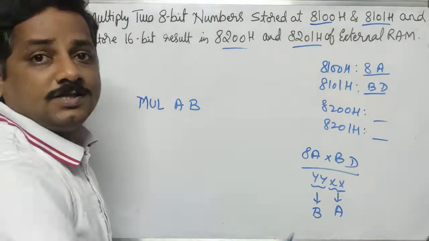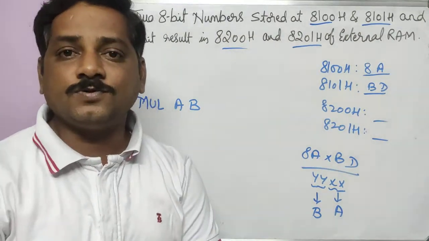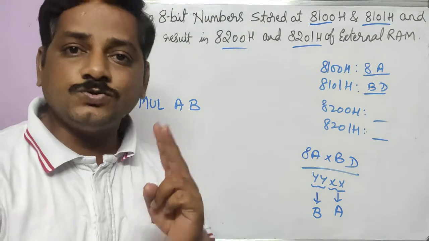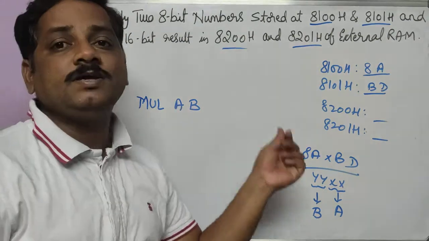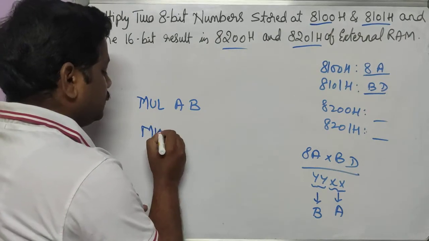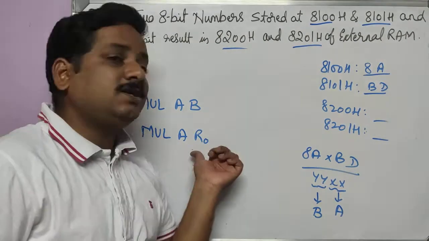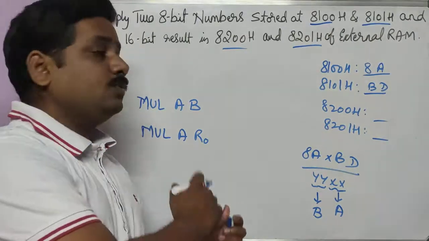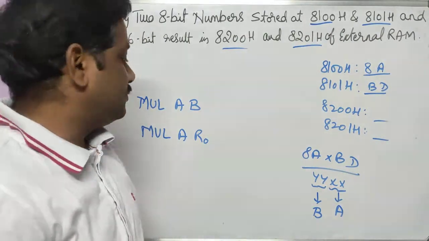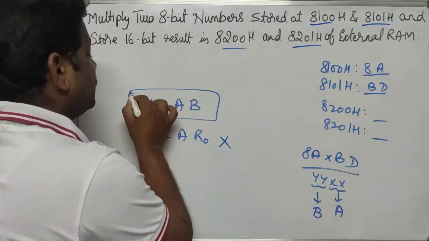So we have a syntax like this, MUL AB. This is the syntax. When you go for a multiply program, you have to have those two data in A and B only. You can't write MUL A, R0 or anything like that. You can't multiply the content of the accumulator with the content of a register. So this is invalid, and this is the only valid instruction.